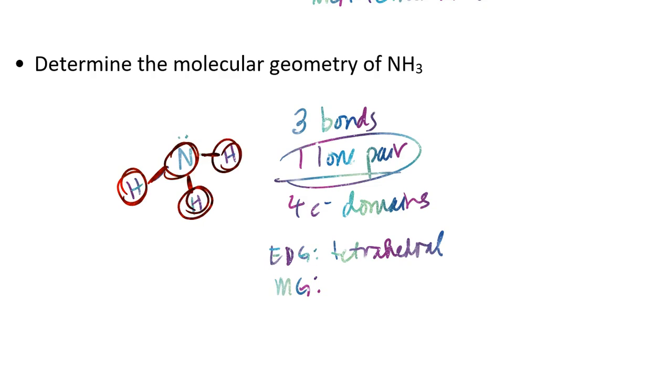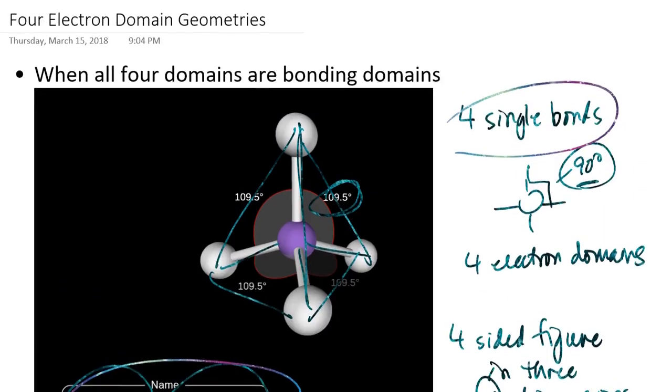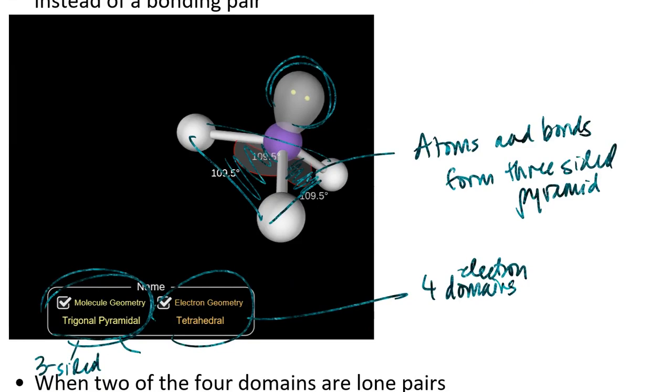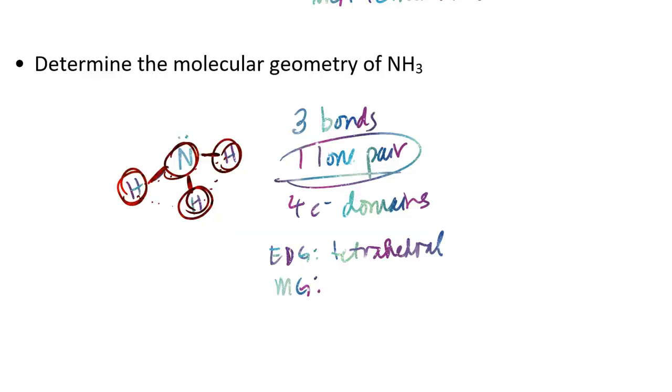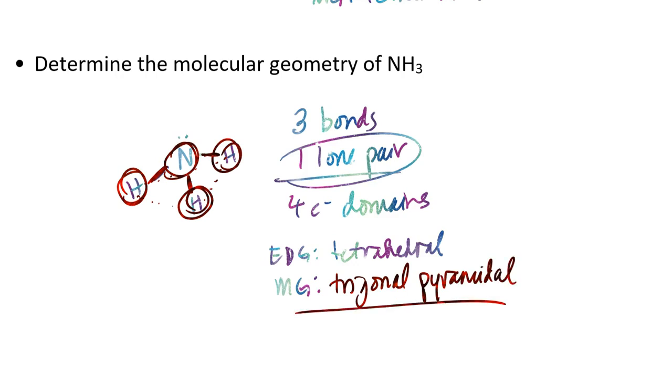So I'm looking at just this shape. If I consider what that looks like, doesn't that look like our 3-sided pyramid from this case right here? And it does, so what I have is a 3-sided or trigonal pyramid. So our molecular geometry would be trigonal pyramidal for this case.